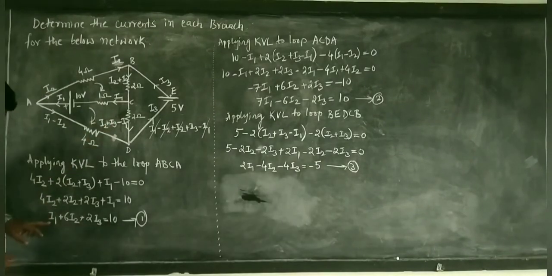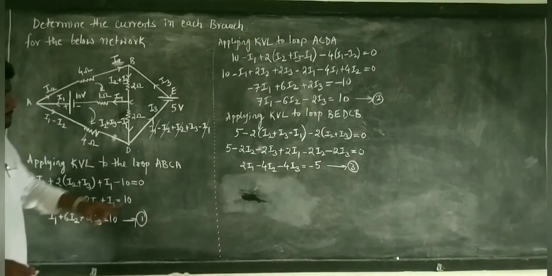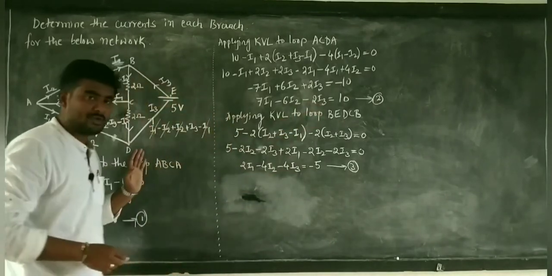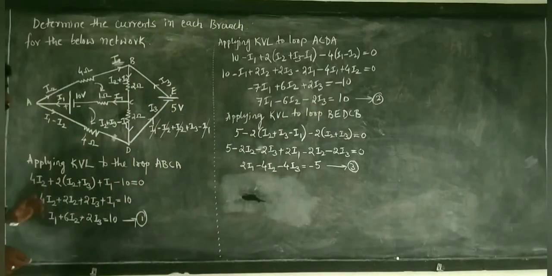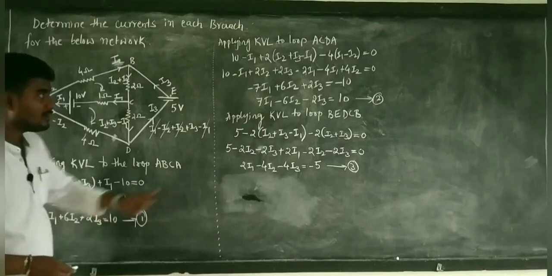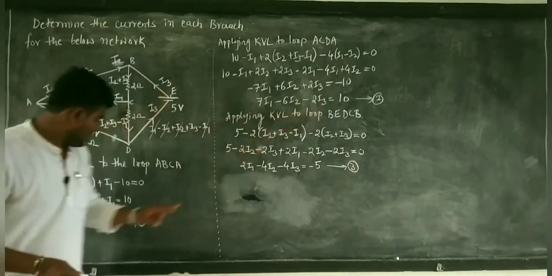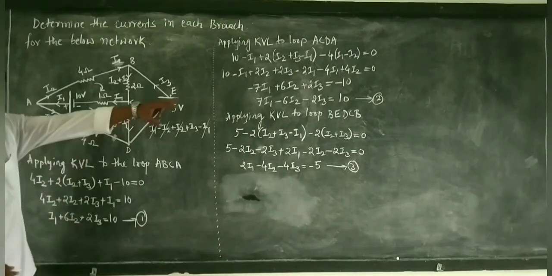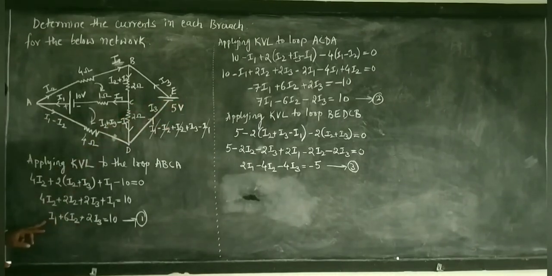Observe the 3 equations a little. Here also I1, I2, I3, I1, I2, I3, I1, I2 and I3. All the 3 equations contain I1, I2 and I3. But in equation 1 and 2, 6I2 is there, plus 6I2 is there, minus 2I3 is there, plus 2I3 is there. Therefore, if we add equation 1 and 2, we are going to get the value of I1.